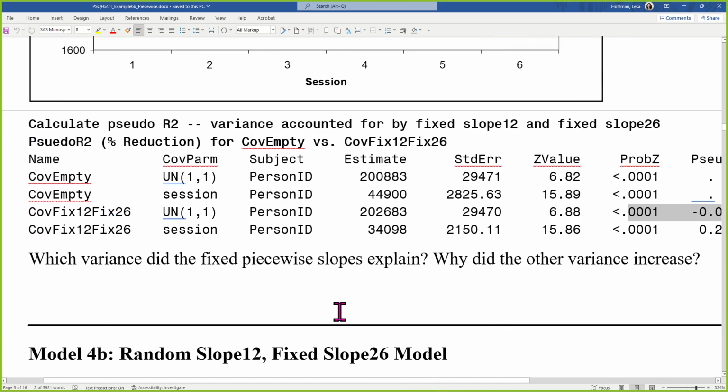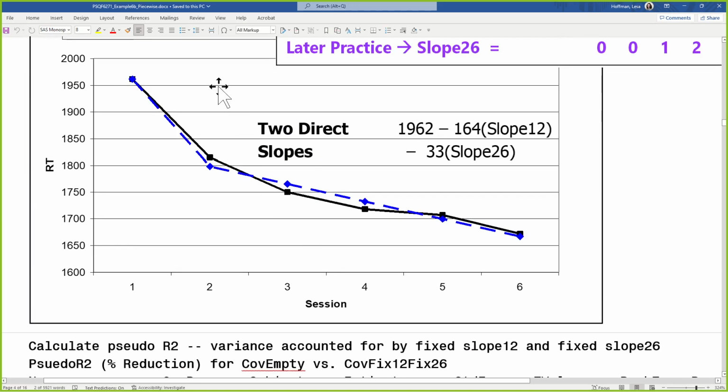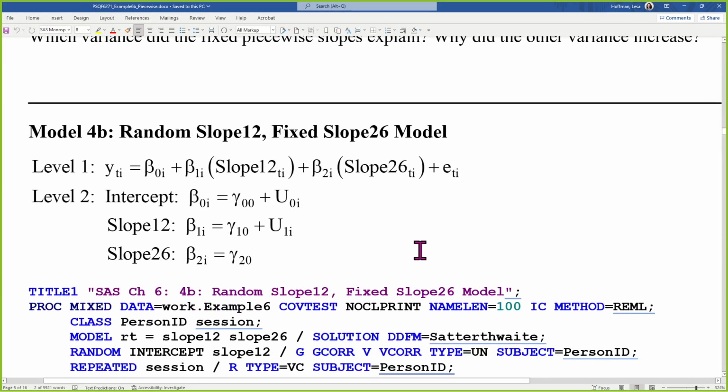All right, ready for the next one? So this model says everybody changes exactly like this. Do you think that's reasonable? Probably not. It's an empirical question at the very least. So let's throw some random effects in here.